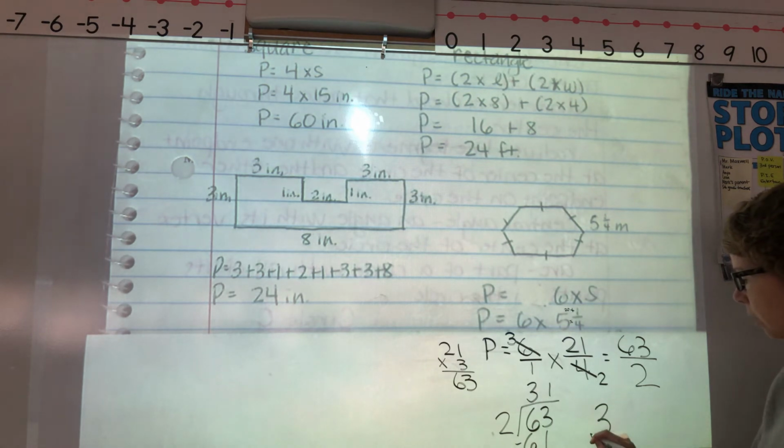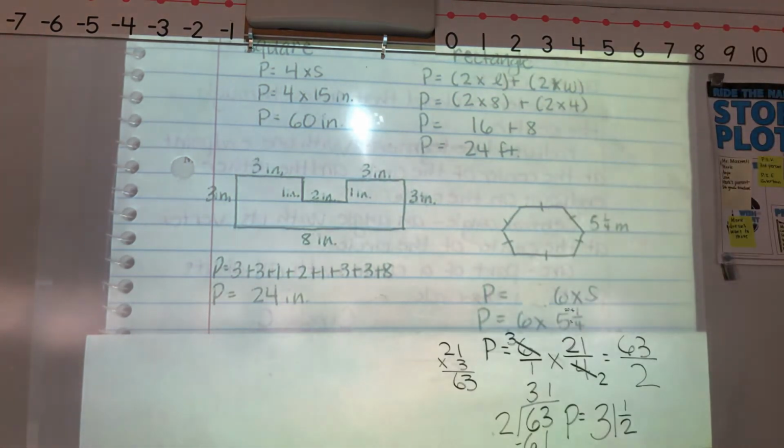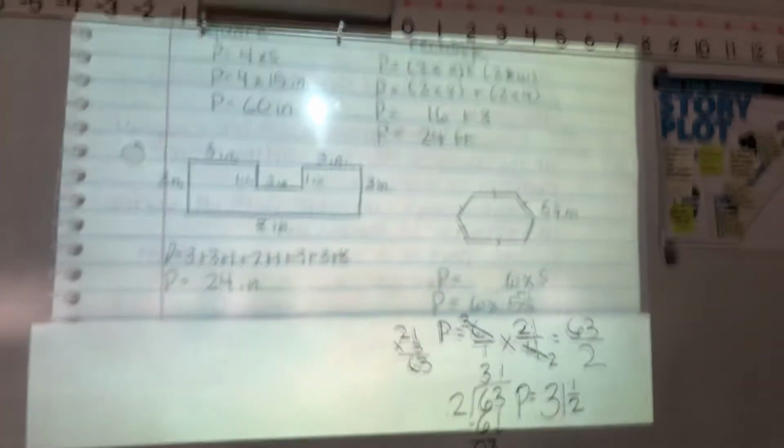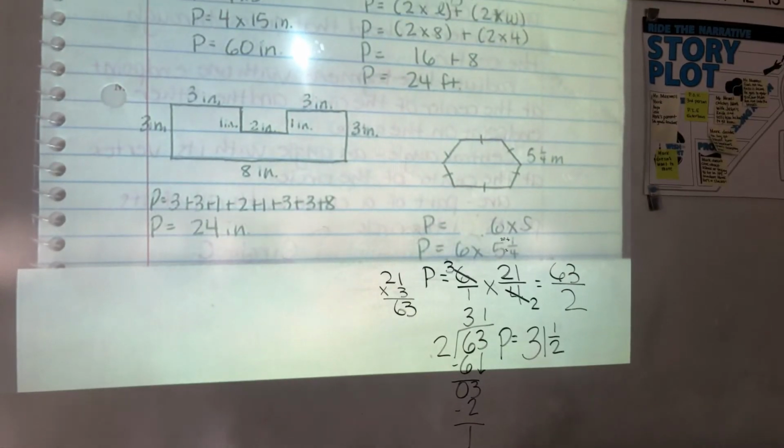I'm going to subtract. Now I have to stop and remember: whole number, numerator, denominator. So I know that in this case, P is going to equal 31.5. Sorry, I cut off my work there, so you can't really see that bottom part. P equals 31.5.